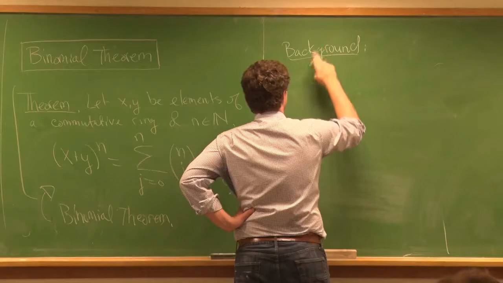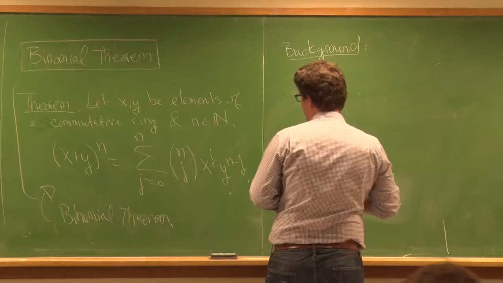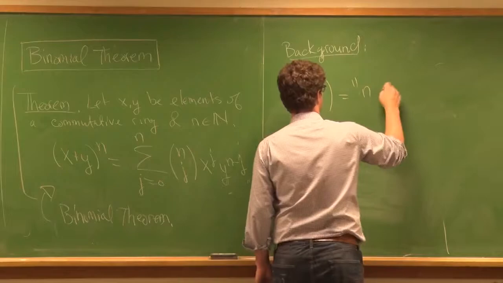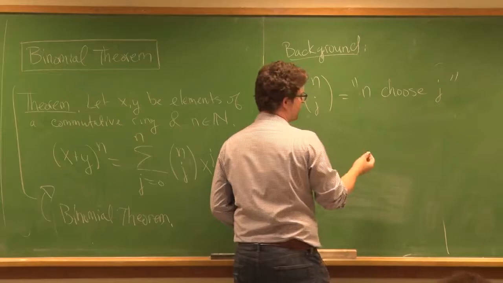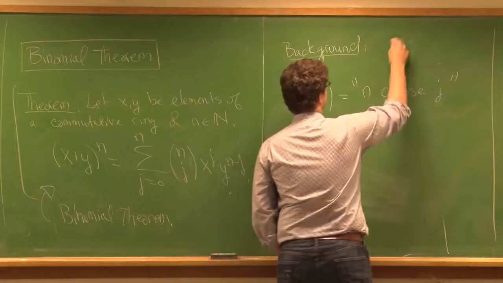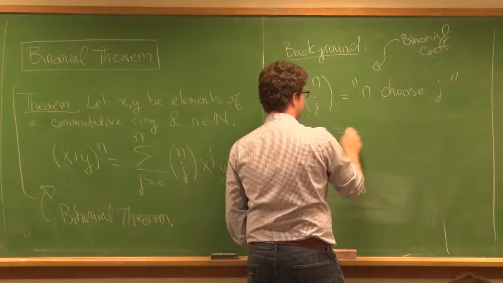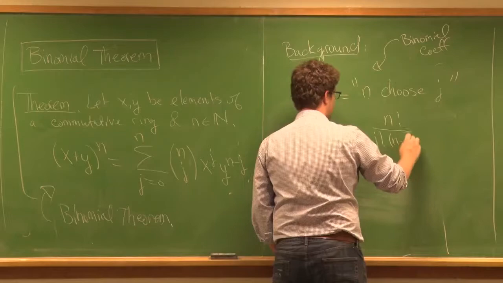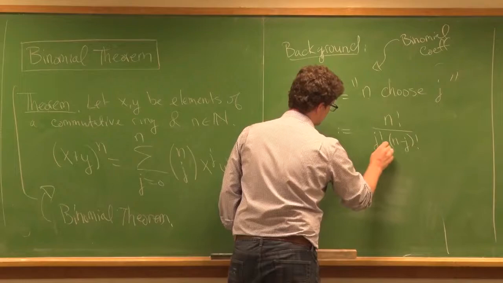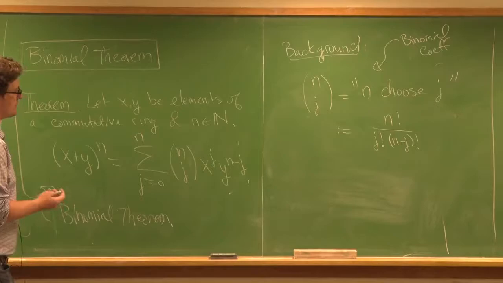So this number here is n choose j. We call it n choose j, or the binomial coefficient. We usually just call it n choose j or binomial coefficient. And this is defined to be n factorial over j factorial times n minus j factorial. And this is the binomial coefficient and its meaning.